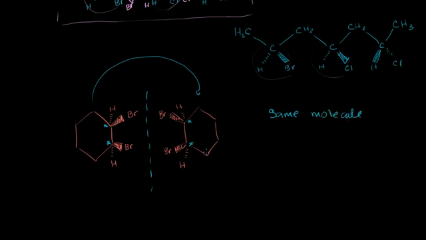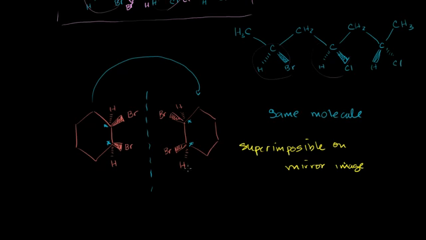So this is interesting. And we saw this when we first learned about chirality. Even though we have two chiral centers, this is not a chiral molecule. It is the same thing as its mirror image. It is superimposable on its mirror image. So even though it has chiral carbons in it, it is not a chiral molecule.